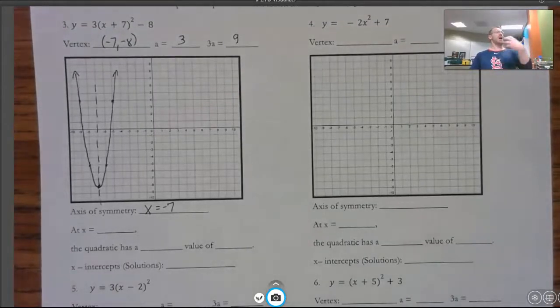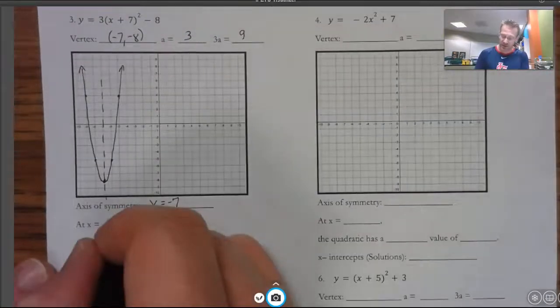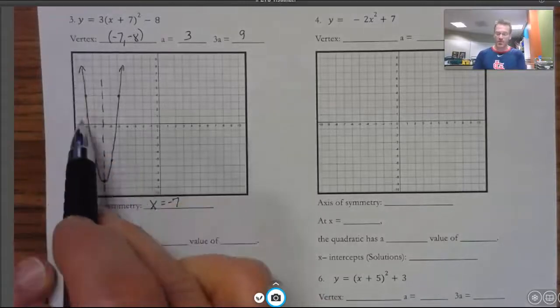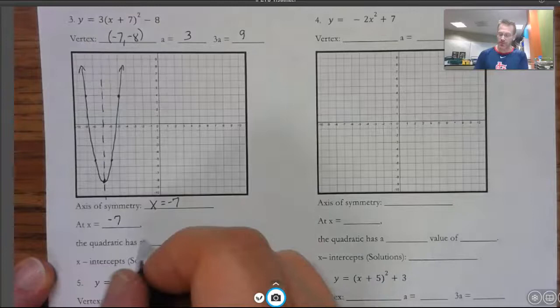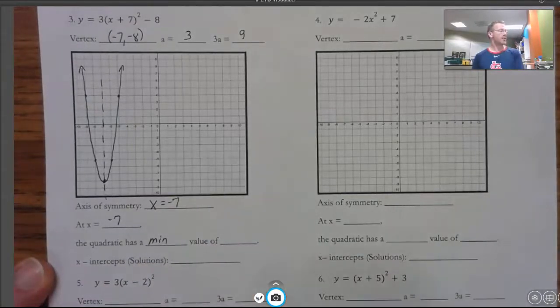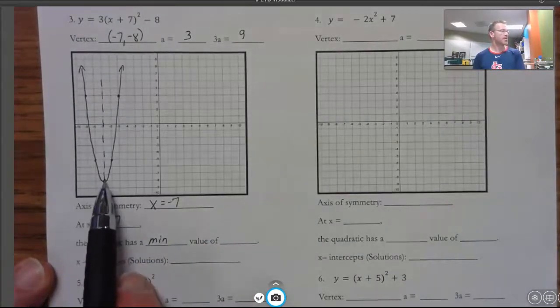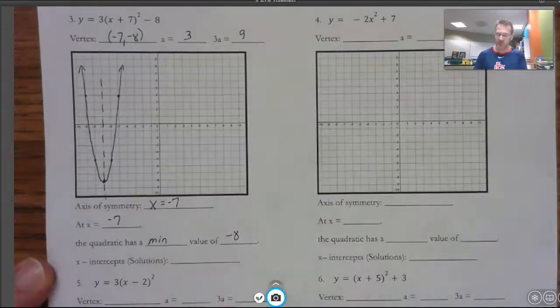Now we're going to describe whether the graph has a maximum or minimum value. So at x equals -7, I know that this is a minimum value, the quadratic opens up, and it has a minimum value of -8, the smallest this value gets to.